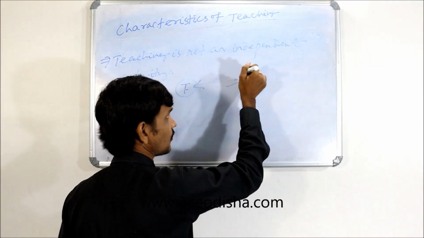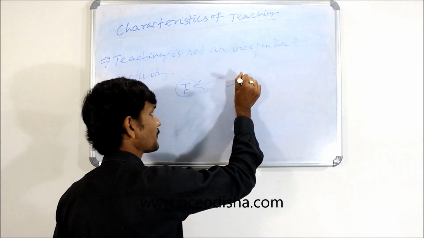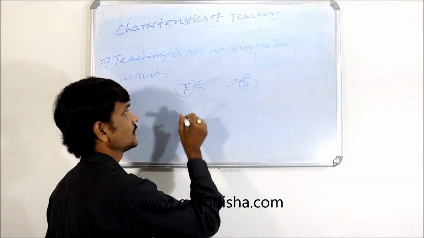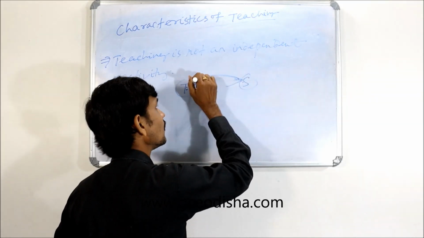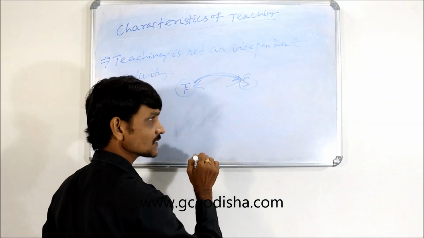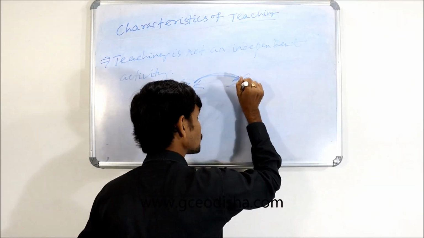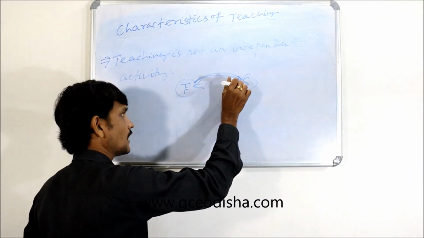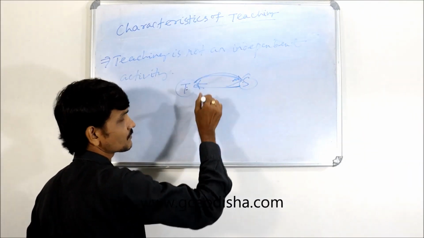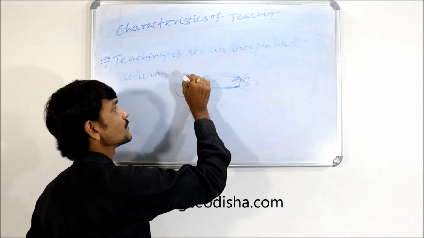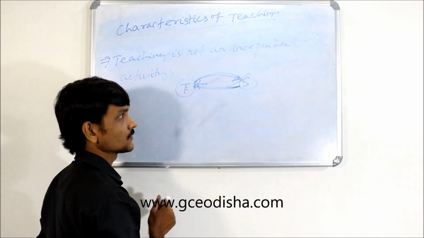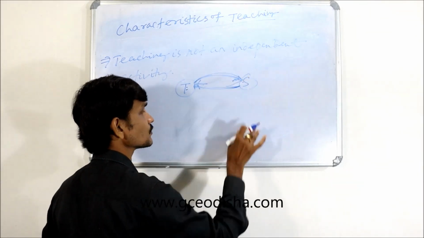The teacher is dependent on students, and the student is also dependent on teachers, because the teacher develops, manipulates or creates knowledge among the learners or among the students. Students also learn a number of things from the teachers. Students also maintain their attitude according to the teacher. So both are dependent on each other.